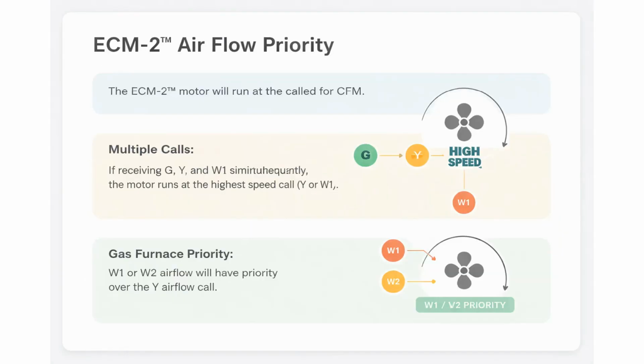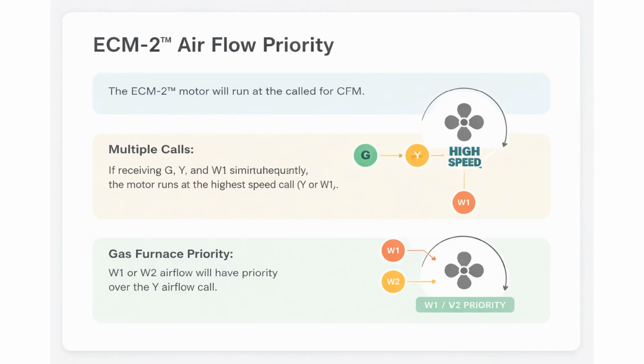When the ECM2 receives multiple calls simultaneously, how does it know what to do? It operates on an airflow priority system. Generally, it will run at the highest speed call it receives. For instance, if it gets calls for continuous fan, cooling, and first stage heat all at once, it prioritizes the higher demands of cooling or heating.